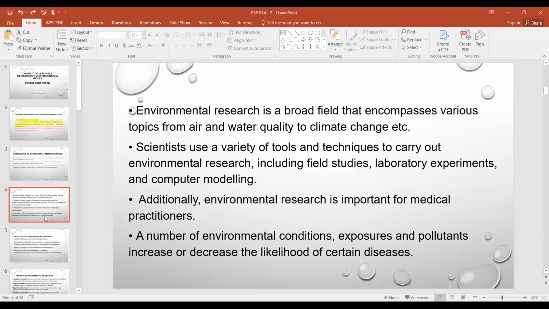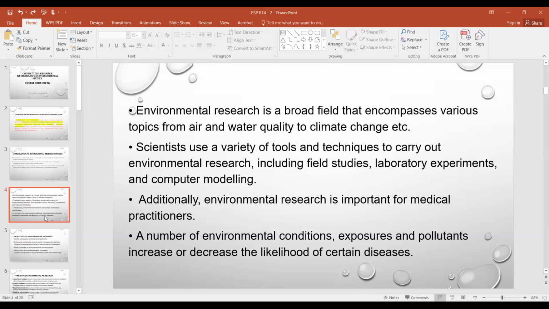So environmental research is very broad and it encompasses various topics. It could be air, it could be water quality, it could be climate change, it could be diversity issues, it could be pollution. So scientists use a variety of tools and techniques to carry out environmental research. And this may include field study, laboratory experiments, or computer modeling.